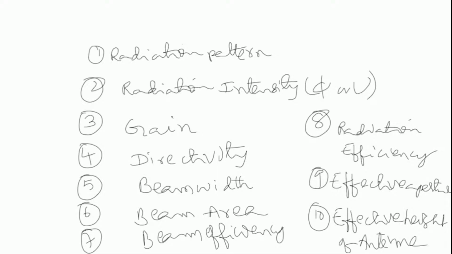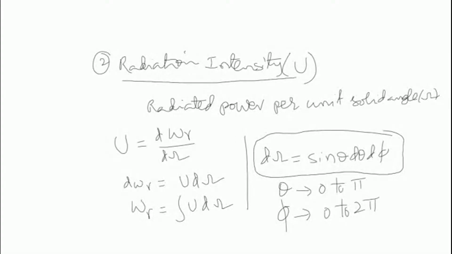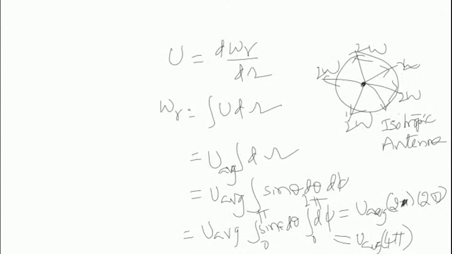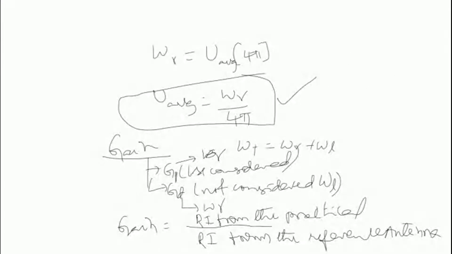Radiation intensity is radiated power per unit solid angle. The relation is WR equal to integral of U d omega. For an isotropic antenna, of course, here we derive d omega equal to sin theta d theta d phi, the definition of this steradian. And we have the relationship between U and WR. The final relation is U average equal to WR by 4 pi.